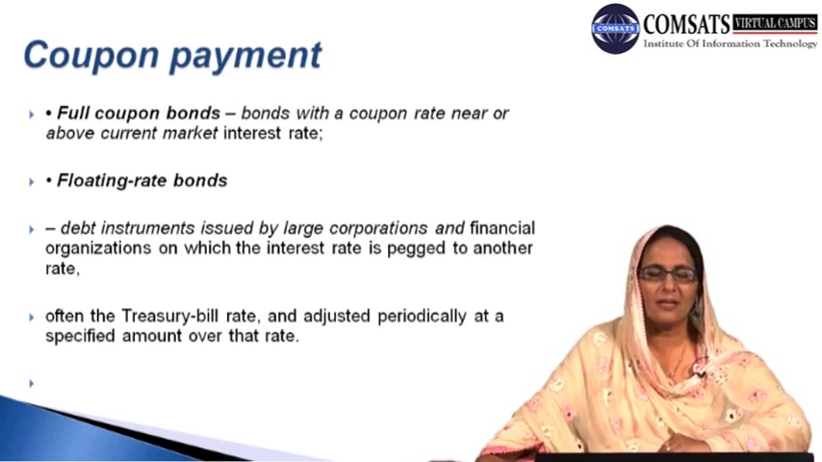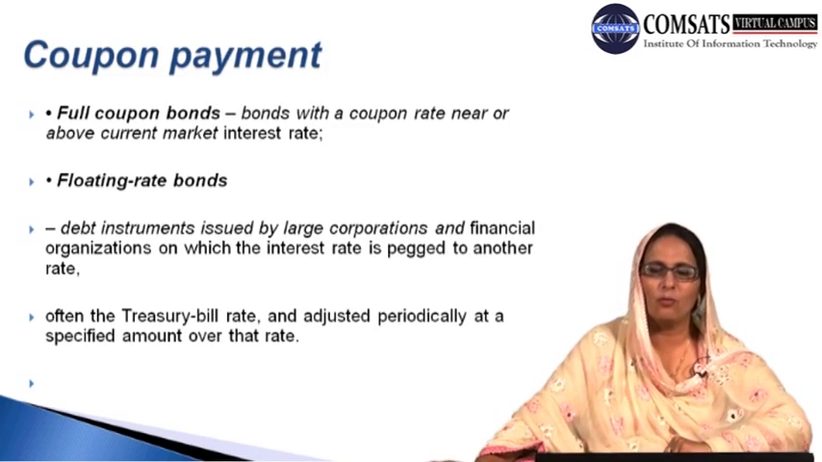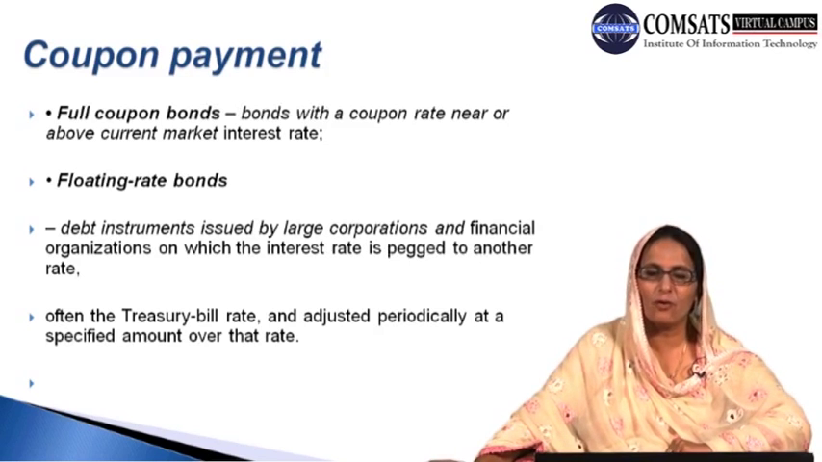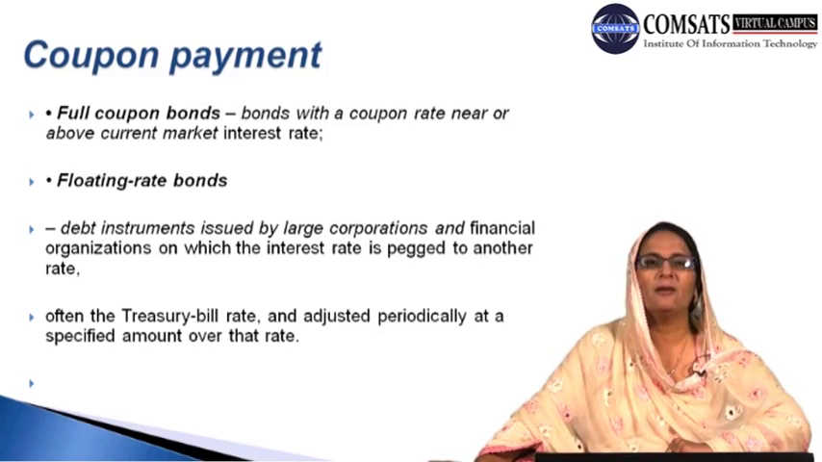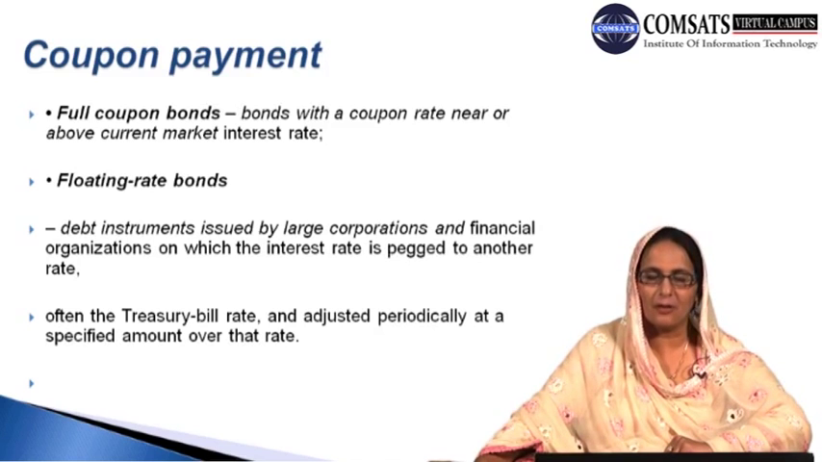These securities provide no interest payment to the holders. And then we have another important type, known as full coupon bonds: bonds with a coupon rate near or above the current market interest rate. What are full coupon bonds? As we have already discussed, the return is the difference between the cost of purchasing the bond and the value of the bond. Bonds with a coupon rate near or above the market interest rate are known as full coupon bonds.